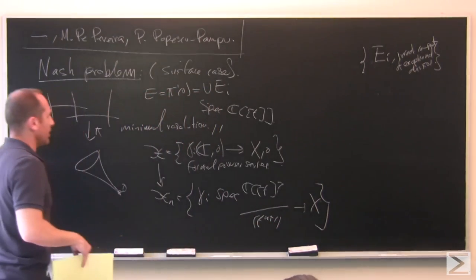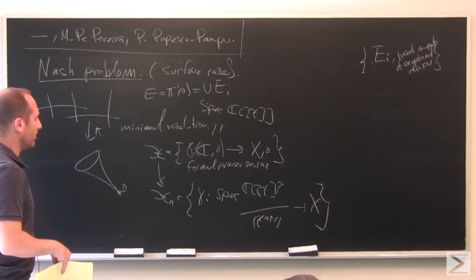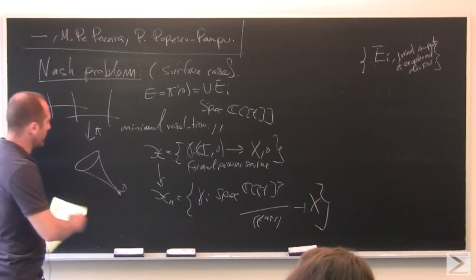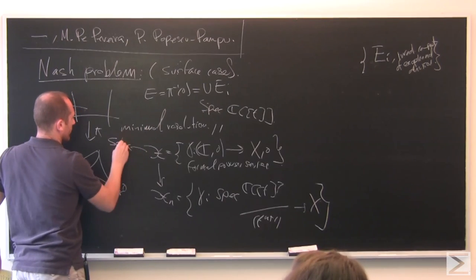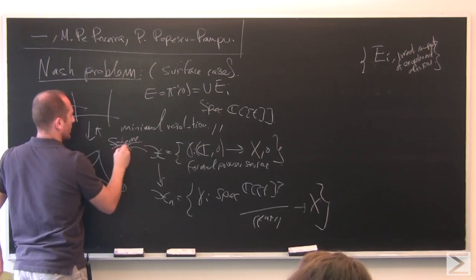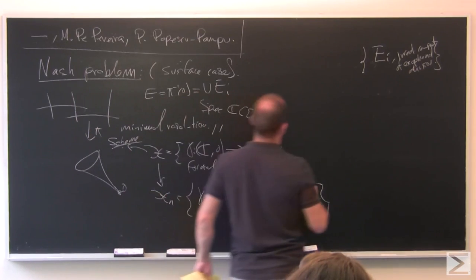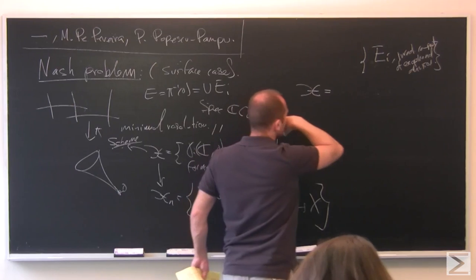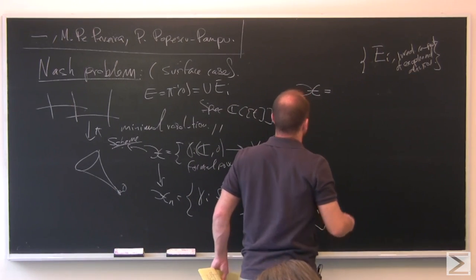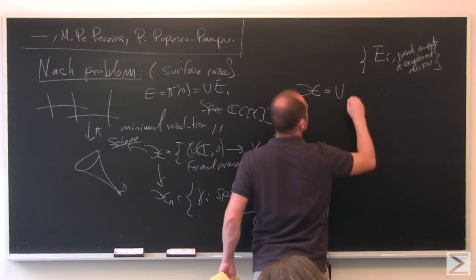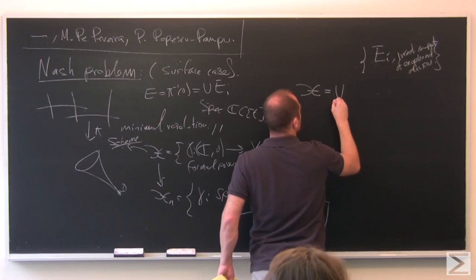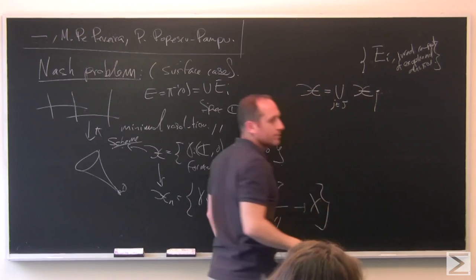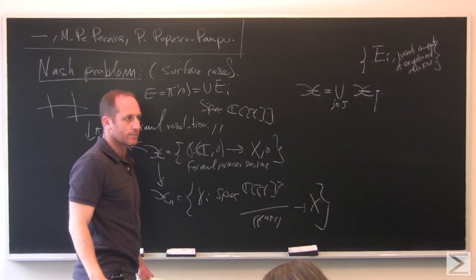It's not necessary that you know these details, because they won't appear in the rest of the talk, and I don't want to lose time on them. But this is a scheme. And then Nash took the irreducible decomposition, and he proved, using resolution of singularities, that this decomposes into infinitely many irreducible components. Okay?